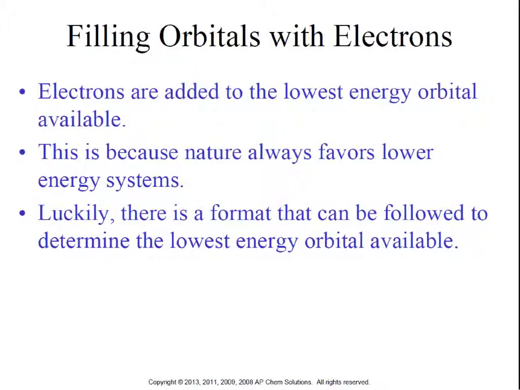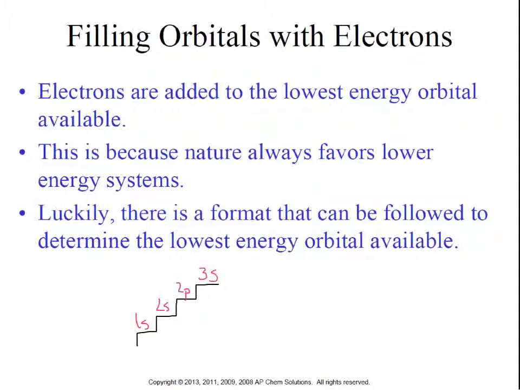So let's talk about the rules around filling orbitals with electrons, and then this will help us write the electron configuration. Electrons are added to the lowest energy orbital available. This goes back to Gen Chem where we talked about the stair step thing, where the first step would be the lowest energy level, and that's 1s. After 1s gets filled, then we fill in 2s, and then 2p, and then we go up to 3s, and so on and so forth.